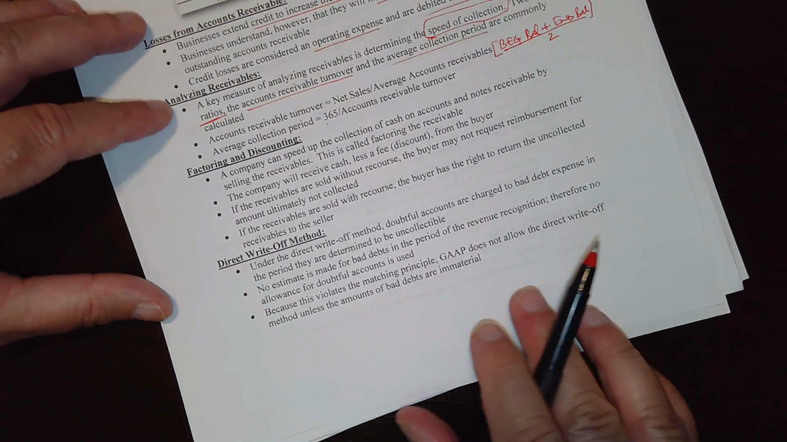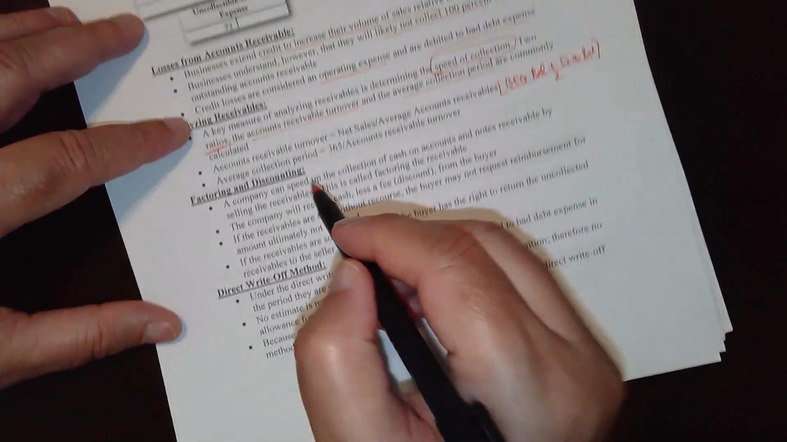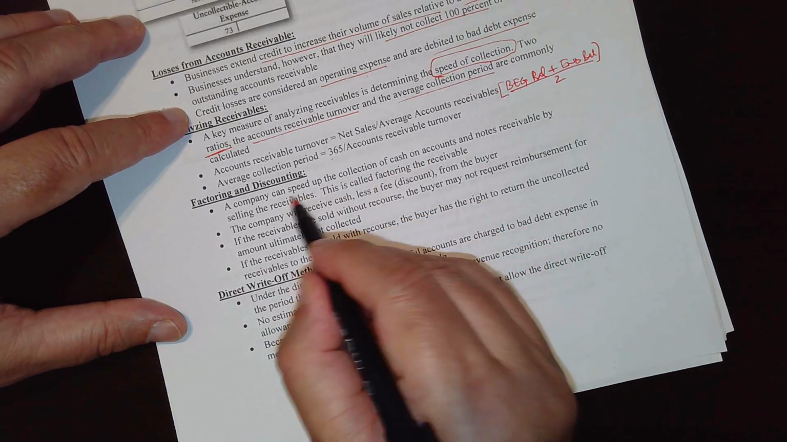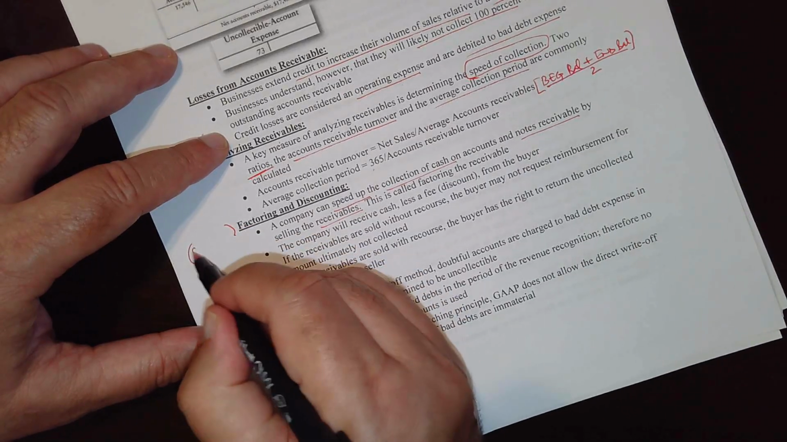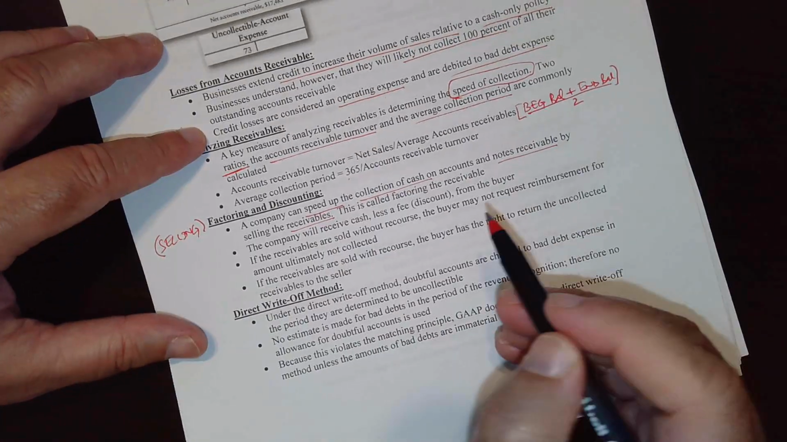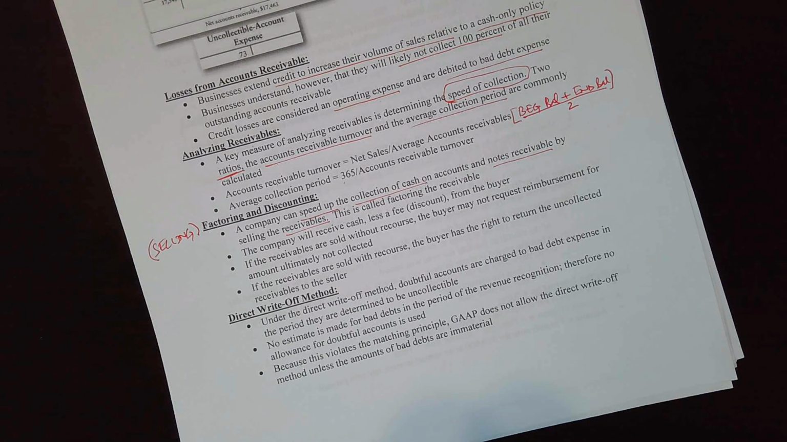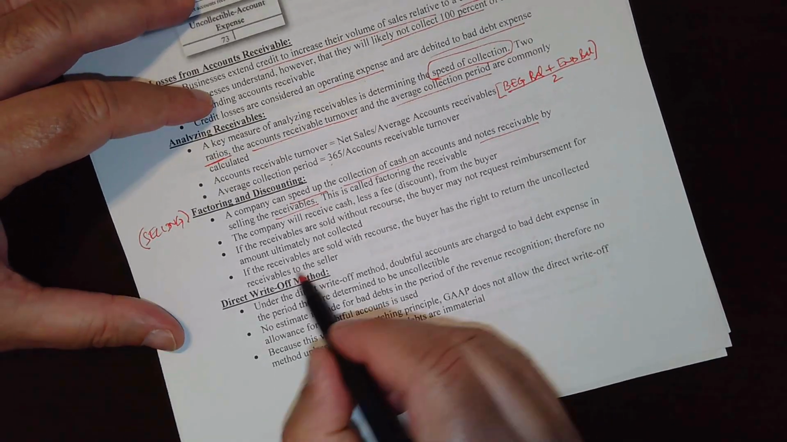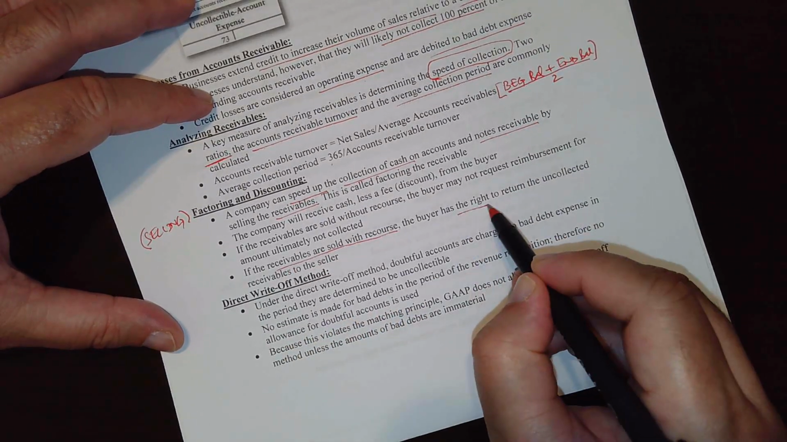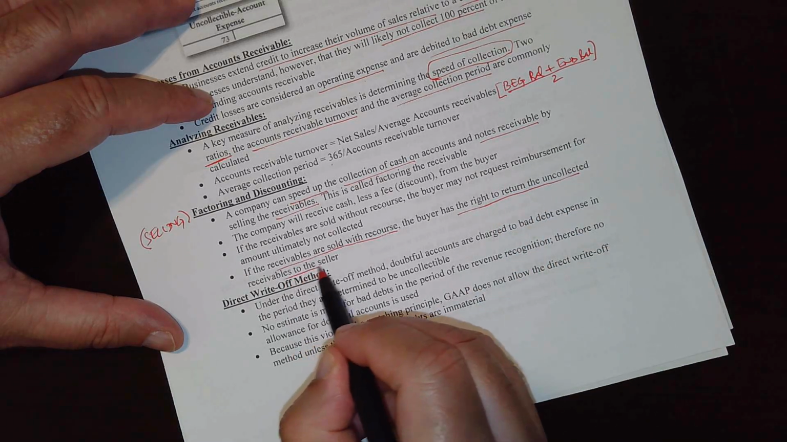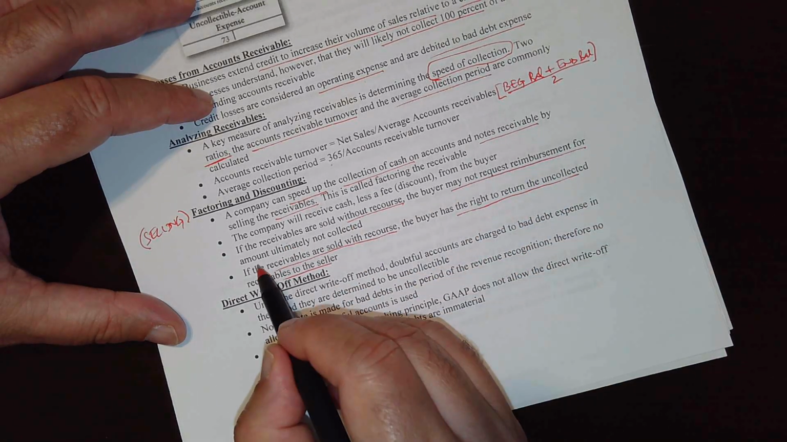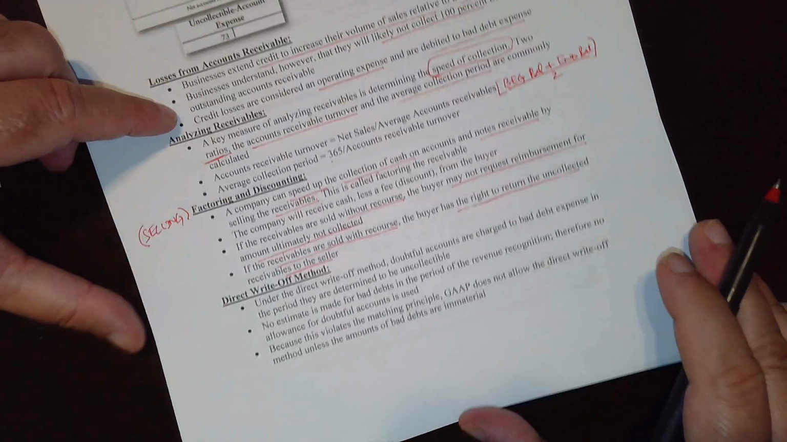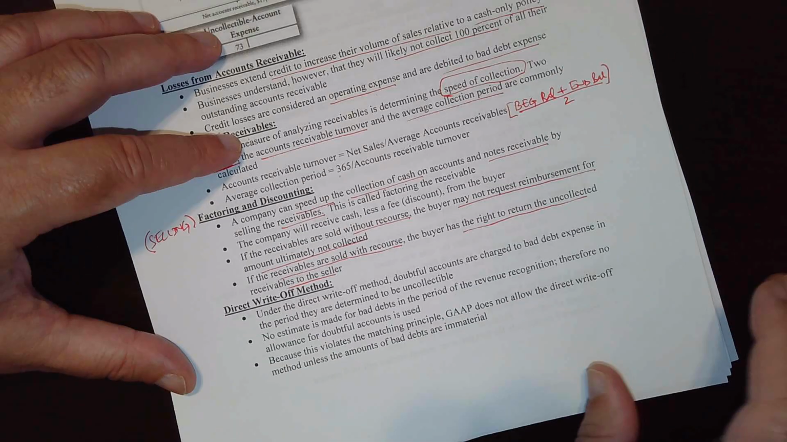Okay. Now we're going to talk about factoring and discounting. A company can speed up the collection of cash on accounts and notes receivable by selling the receivables. Factoring is another word for selling. There are two methods of factoring, one called with recourse and the other without recourse. You really do not need to know these, but these are the two methods that we use. If the receivables are sold with recourse, the buyer has the right to return the uncollected receivable to the seller. If they are sold without recourse, the buyer may not request reimbursement for the amount ultimately not collected. Okay. The direct write-off method, we have already talked about it.